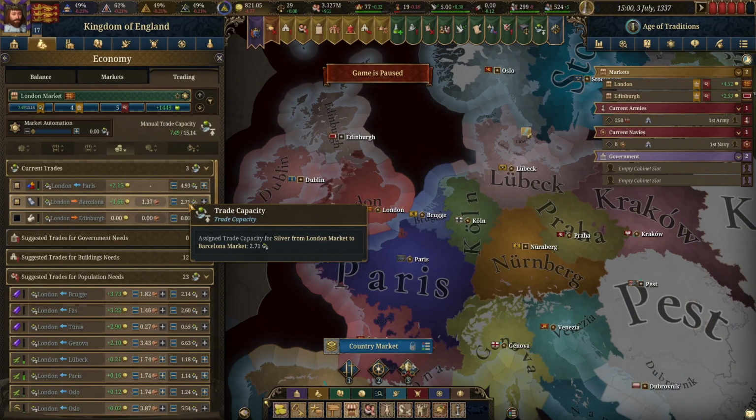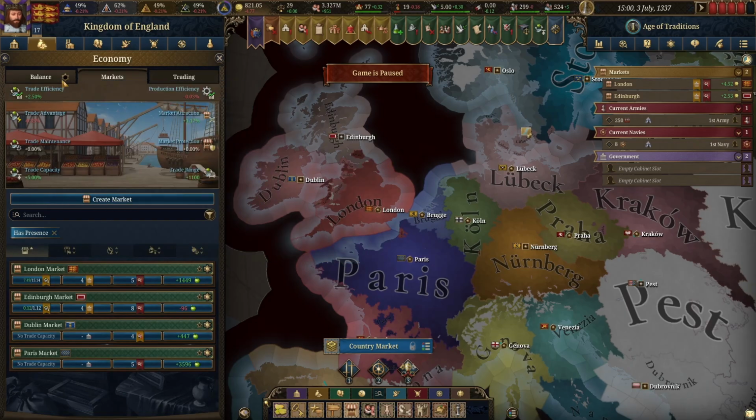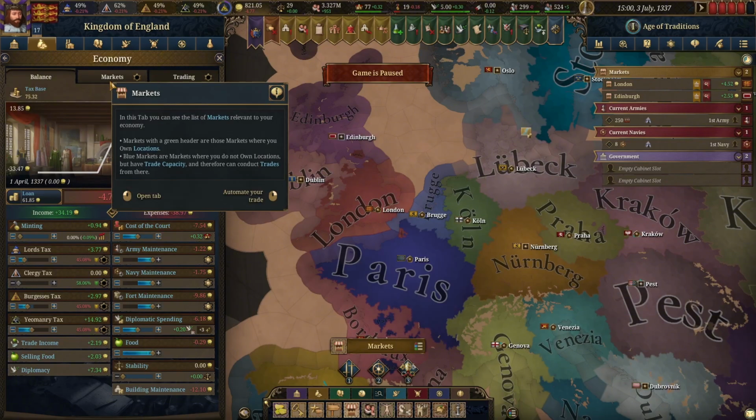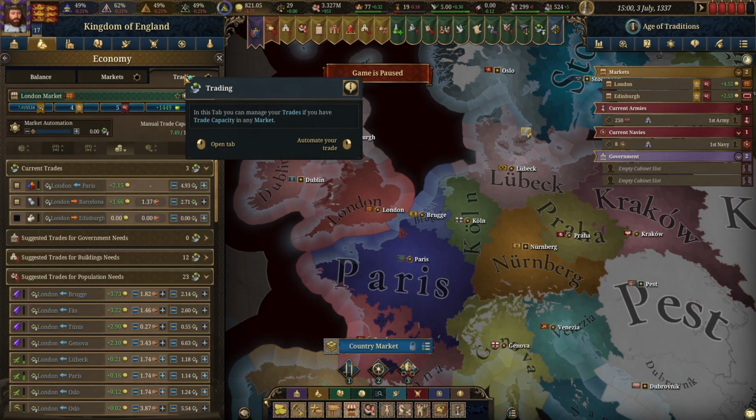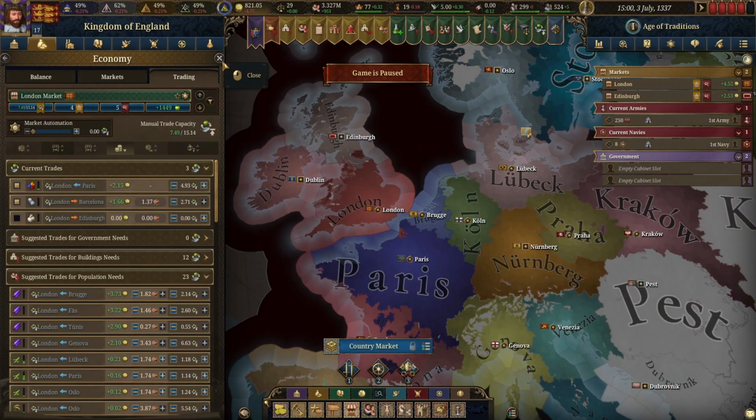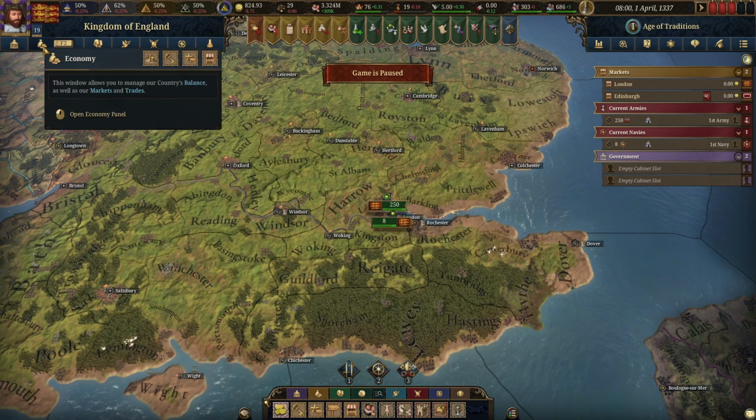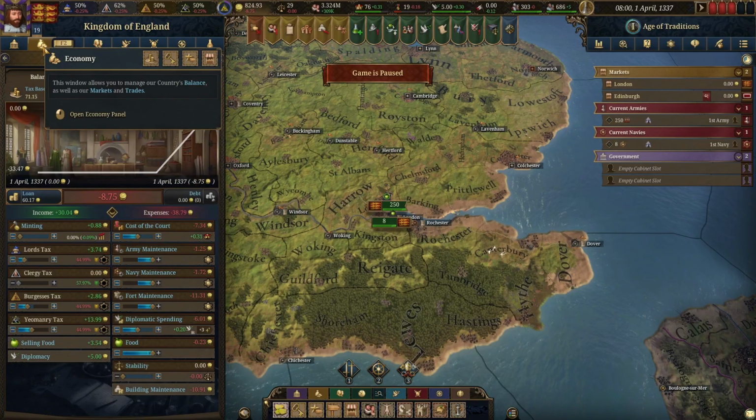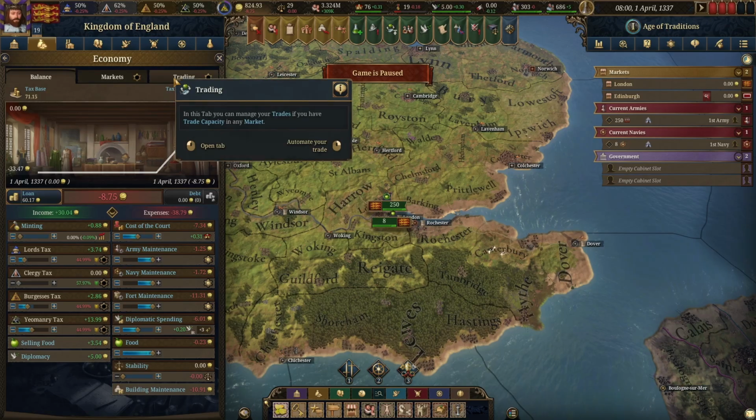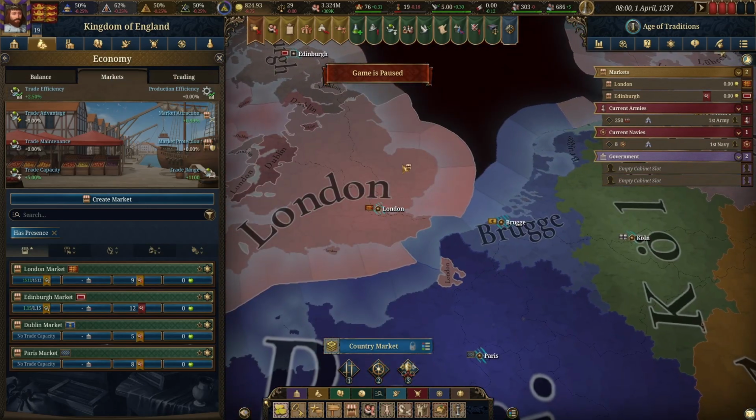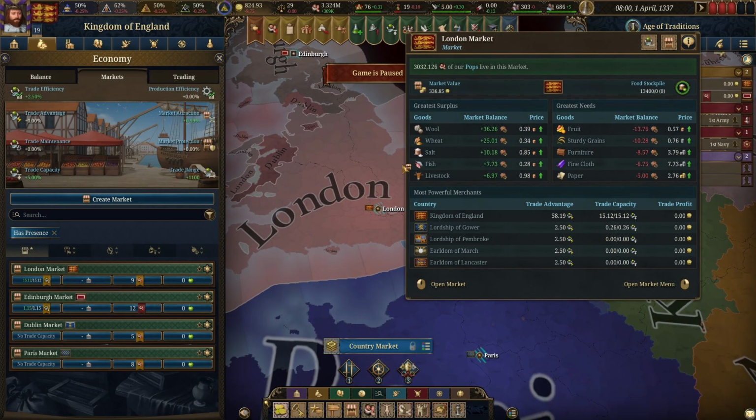Now let's go back to the start of the game, and I'll show you a much easier way of how to synthesize all the information I gave you in order to adjust and start working with your market. Okay, so now we're back at the start of the game. Let's click on the economy tab, and we see that we aren't getting any trade income. So let's change that. Let's go to the market and see what our greatest surpluses and needs are.